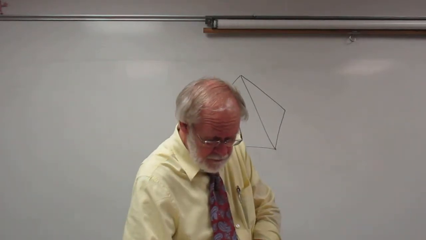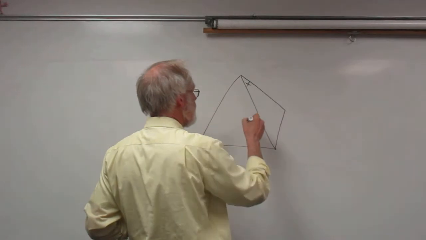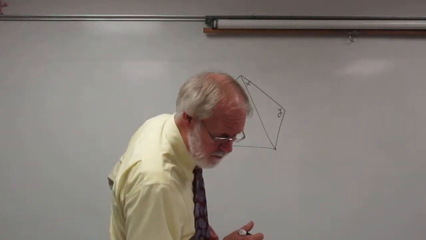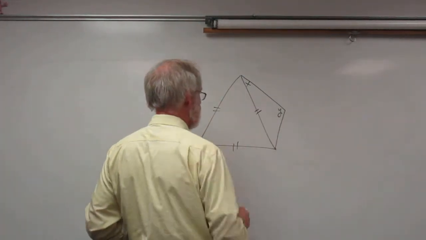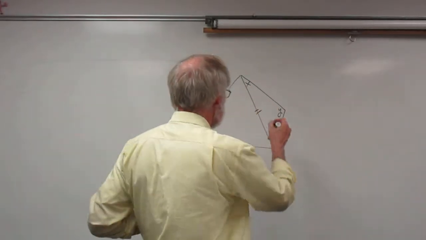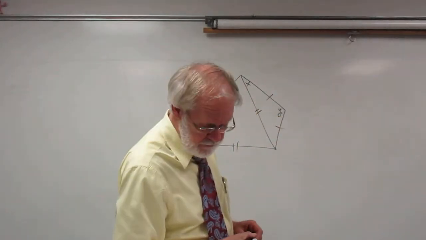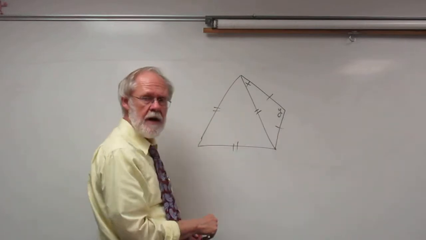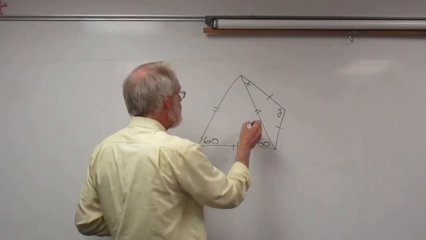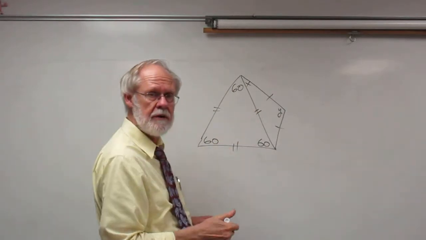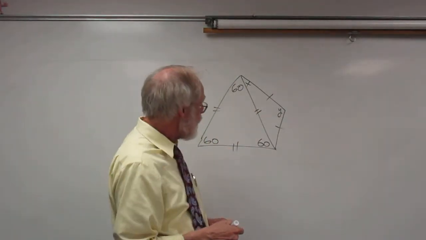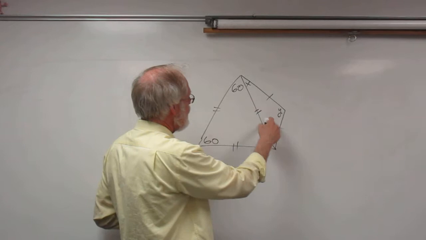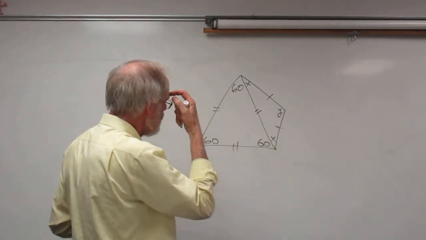Okay, now you're given some information here. You're given angle X degrees, this is Y degrees. And this is all marked, this is congruent to this, is congruent to this, and this is congruent to this, and you are asked to solve for X and Y. For one thing, we know this is an equilateral triangle, therefore all the angles must be 60 degrees. All three sides are congruent, so all three angles are congruent. We also know that if this side is congruent to this side, then this angle is congruent to this angle, so we have two x's.